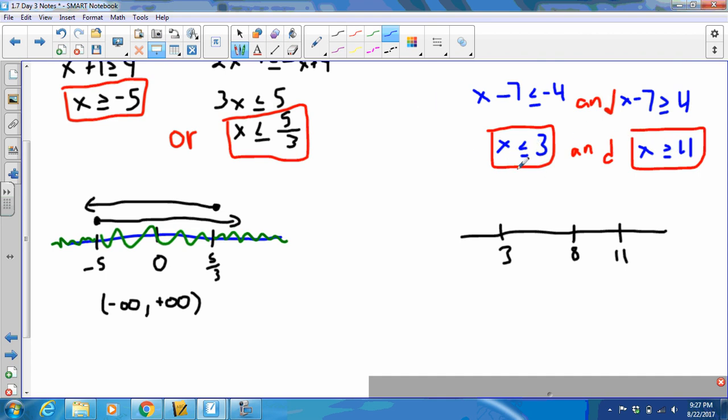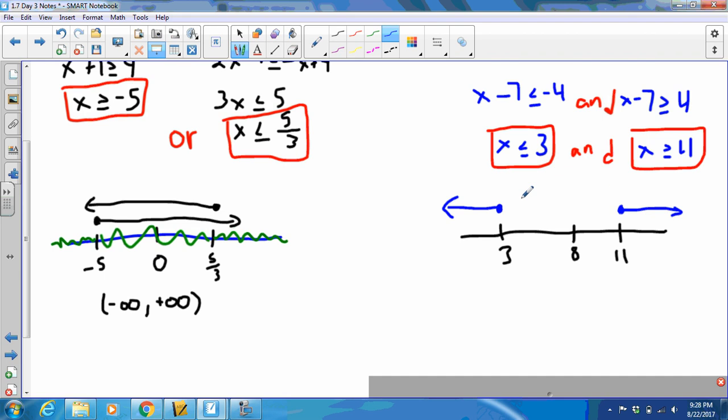Now if you notice, once again, we have equal bars, so our points are going to be closed. So first condition, we have x is less than or equal to 3. So we create a closed circle. And basically what that means is that we want numbers smaller than 3. So all x values that are smaller than 3, we always go to the left. Now for the second condition, x is greater than or equal to 11. Once again, closed circle. And what we want are all x values that are bigger than 11. So whenever we want to get bigger, we go to the right.